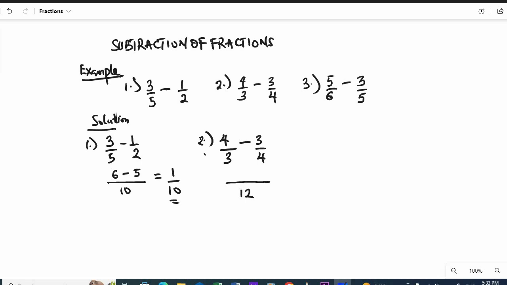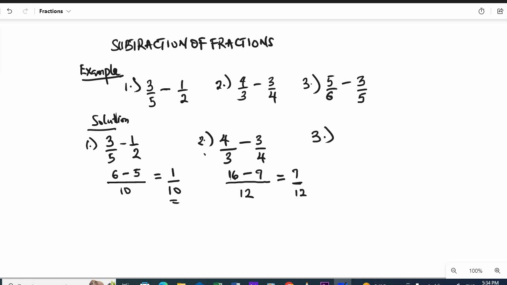Okay, LCM is 12, 3 times 4. Because they do not have any common factors between them, we just say 3 times 4, that's 12. So 12 divided by 3, that's 4. 4 times 4 is 16. Minus 12 divided by 4, that's 3, and then 3 times 3, that's 9. So 16 minus 9 equals 7, I believe. That's 7. 7 over 12 is our answer.